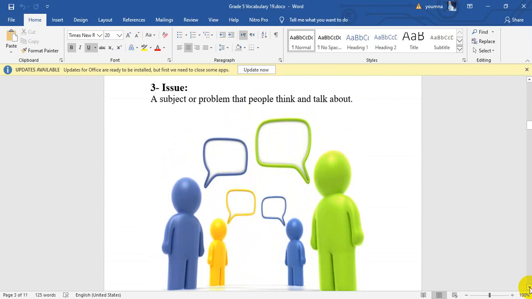The word issue. Issue, guys, we practice it many times in social studies. What is the issue? A subject or problem that people think and talk about. So what is the issue of today? The issue of today is the COVID-19 virus, which is the coronavirus. It's the issue that we are talking about, and we are trying to protect ourselves from this issue, which is coronavirus. So issue, it's a subject or problem that people think and talk about. As you see here in the picture, a lot of people are talking about a specific or particular issue.